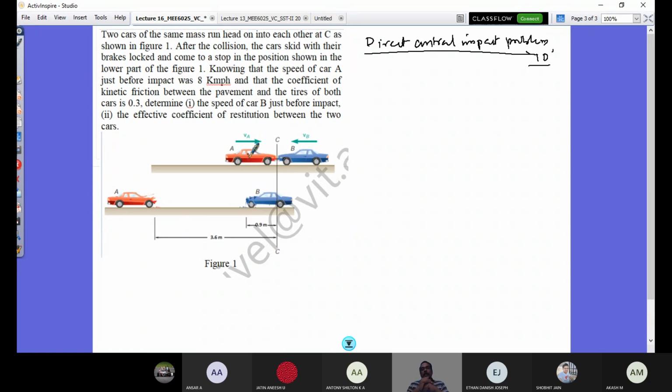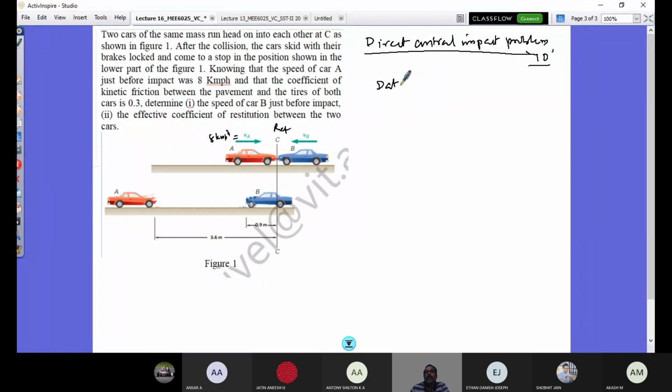So here, what is the description of the problem? There are two vehicles B and C. They collide head on, and they are of identical weight. The masses of them are the same, given in the statement of the problem. Two cars of same mass run head on into each other at point C. So we have to have some reference, that is point C. The point C is just describing the first contact of these two colliding vehicles. So they are coming with some velocity. In that, you are given the velocity of A, 8 kilometers per hour.